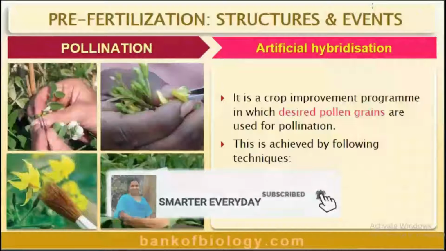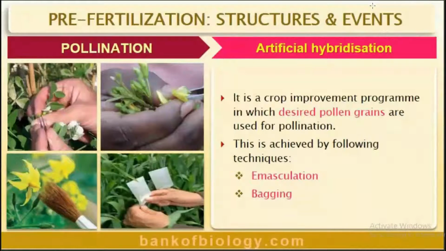What is artificial hybridization? A plant breeder is interested in crossing different species and often different genera to combine desirable characters in order to produce superior varieties. So actually, it's a crop improvement program in which desired pollen grains are used for pollination.